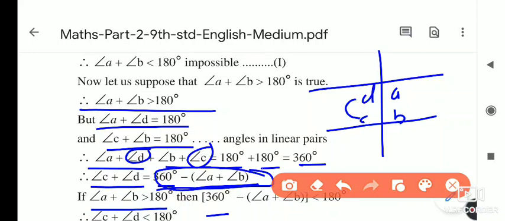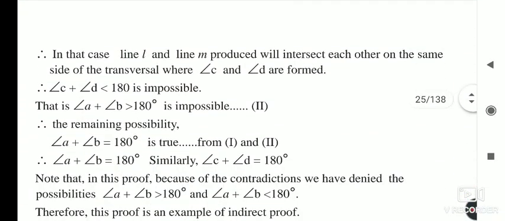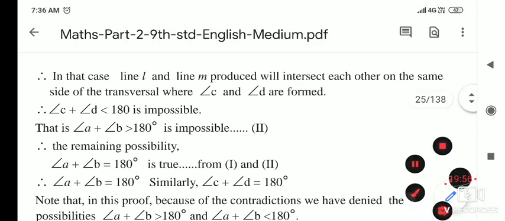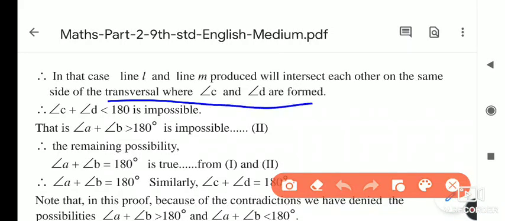And if C plus D is less than 180, again Euclid's postulate will follow. If the measure of C and D is less than 180 degrees, then these two lines intersect each other towards the side where C and D are located. So again this statement is false. In this case, lines L and M produced intersect each other towards the side of the transversal where C and D are formed. So C plus D less than 180 is also impossible. So what is the last possibility left?